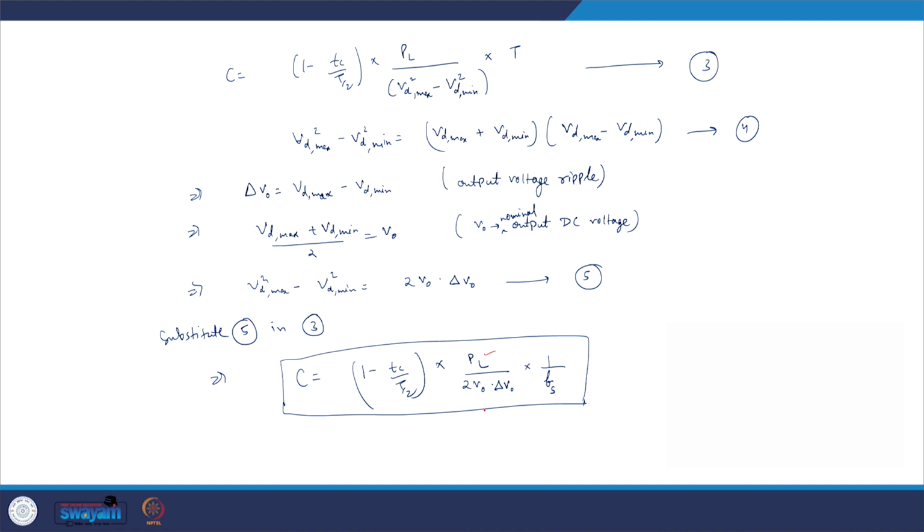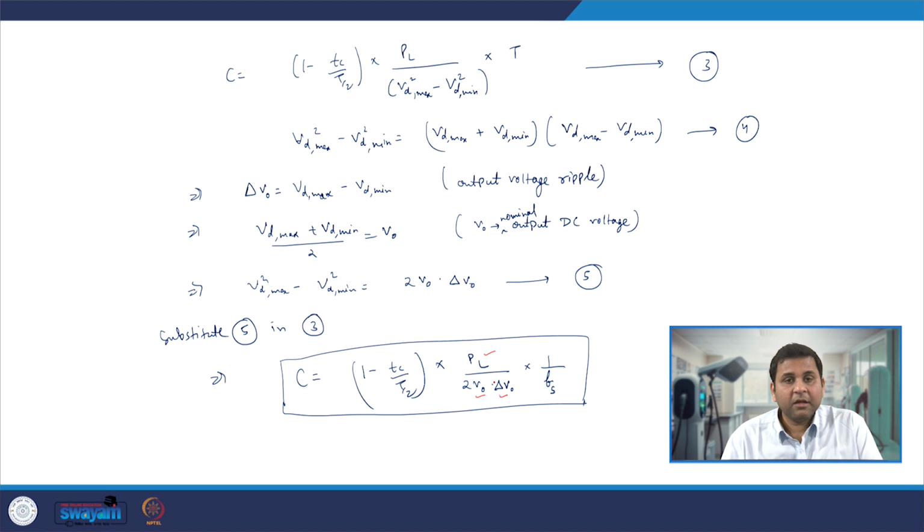as one of the parameters defined in the load specification. V naught is again the required value which will be given in the load specification. Delta V naught is again one more specification which will be given generally in the load specification, which tells that this particular load can withstand this much voltage ripple. So, that is why these 3 things are the values which are given. However, this Fs is nothing but the 50 hertz value, because the supply voltage is at 50 hertz. If it is 60 hertz, it will be a 60 hertz value.